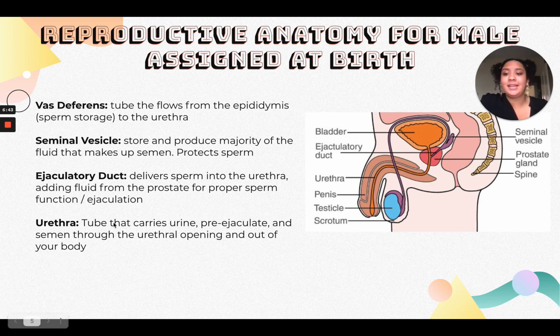And then lastly is the urethra. That's the tube that carries urine and precum and semen through the urethral opening and outside of the body. Okay, so both people who have uteruses and people who have penises have a urethra. The only difference is that the people who have penises also secrete semen through the urethra.